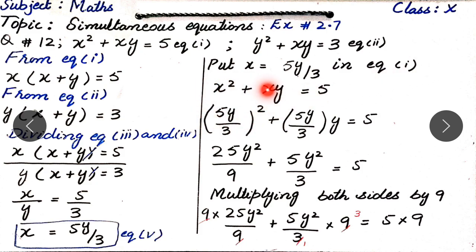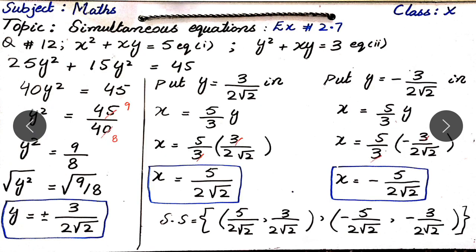So here you can see that instead of x, 5y upon 3 is put, and you have solved it. Here you can see that for 9 and 3, if you go with the LCM of 9 and 3, you will get 9 here. So multiply both sides by 9. So let's go ahead. Then you will have this equation.